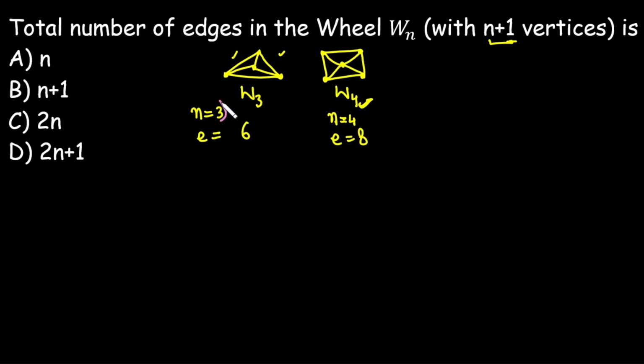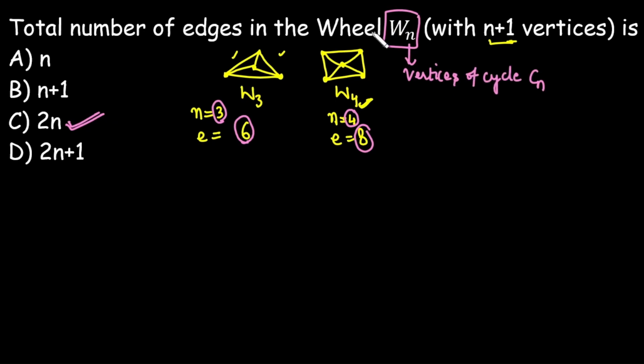From here we can observe when n is equal to 3, edges are 6. When n is equal to 4, edges are 8. It means it is getting double of the n. So in Wn, the total number of edges is equal to 2 times n. Remember that in this Wn expression, n does not represent the vertices in the wheel graph. It represents the vertices of the cycle, that is represented by Cn. In Wn, the total number of vertices is n plus 1, where n vertices are of the cycle and one additional vertex is called a universal vertex.